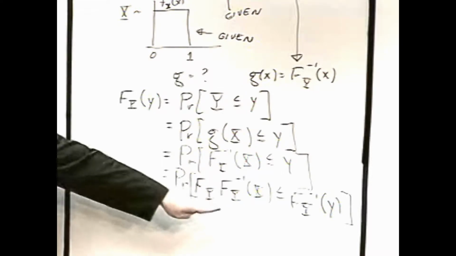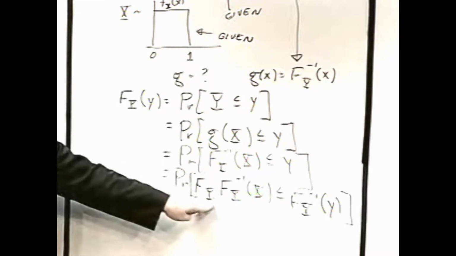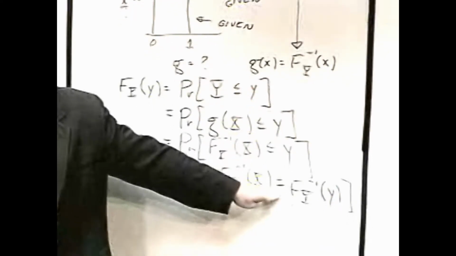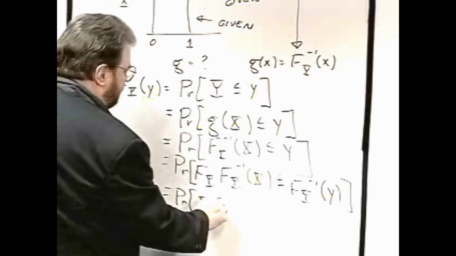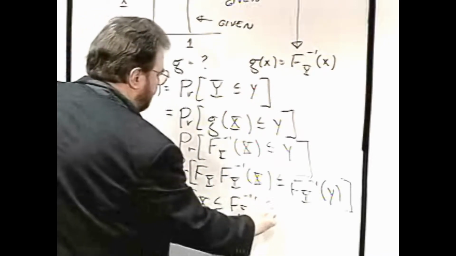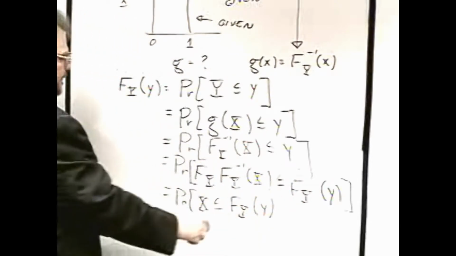And of course, on the left side, what do we have? This is a function operating on its inverse, so we get back the original function again. It's like log of e to the x, right? So we get back the original function. Whoops, this should not be an inverse here. This should just be the f sub y of y.